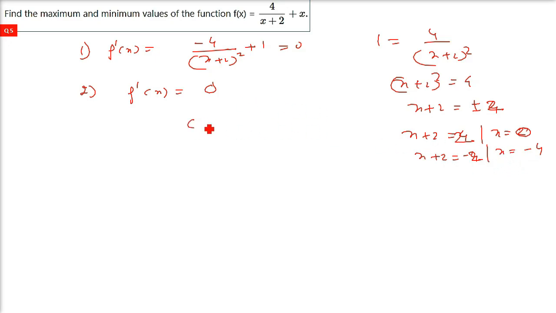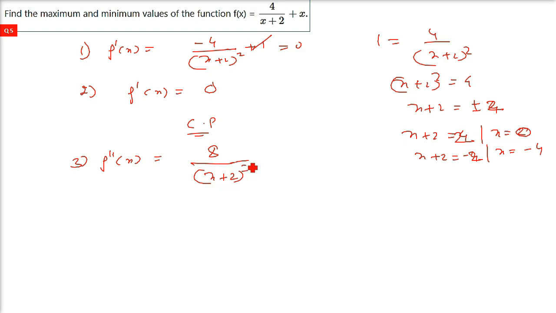And these critical points are the points of possibility of local minima or maxima. So we will find out the double differentiation, in order to check whether these points signify minima or maxima.